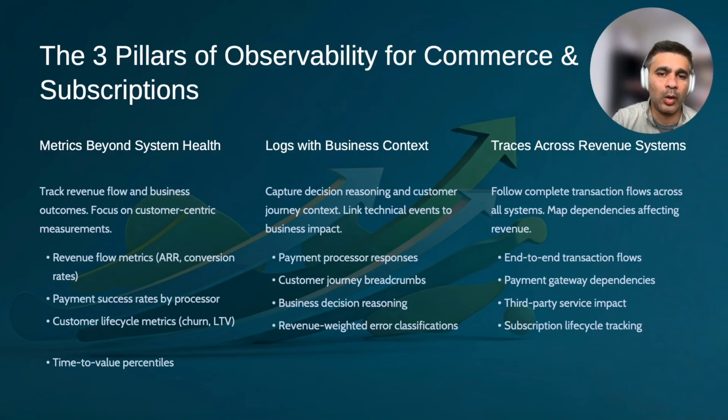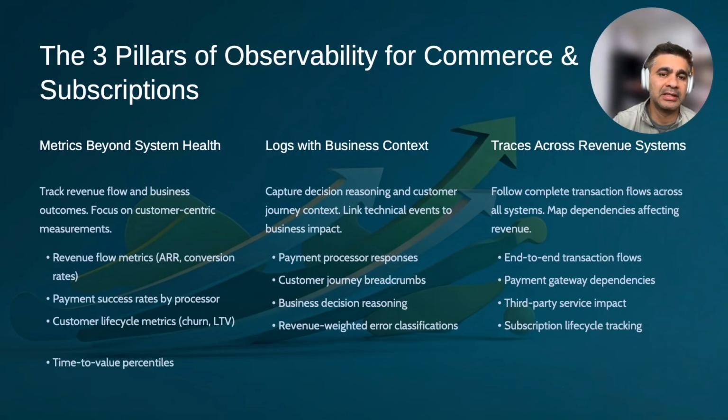All right, second pillar, logs with business context. Traditional logs tell you what happened technically. Commerce logs need to capture decision reasoning and customer journey context. They need to link technical events to business impact. This includes payment processor responses, not just payment failed, but why it failed and what that means for specific customers. Journey breadcrumbs is basically understanding the full path a customer took before they encountered an issue.